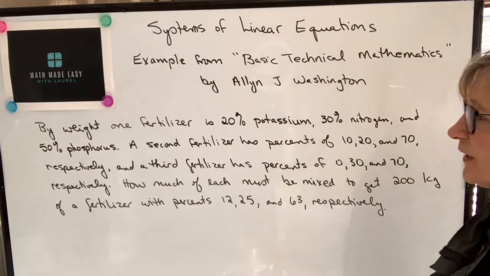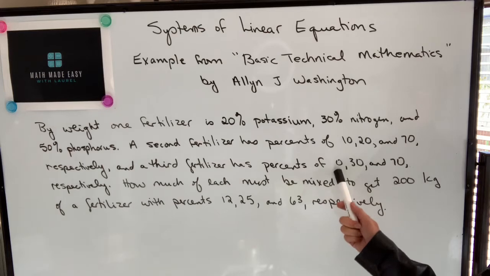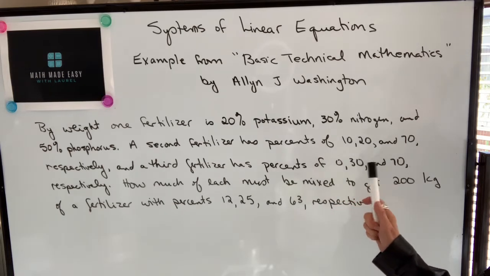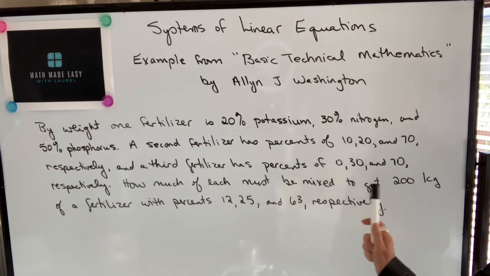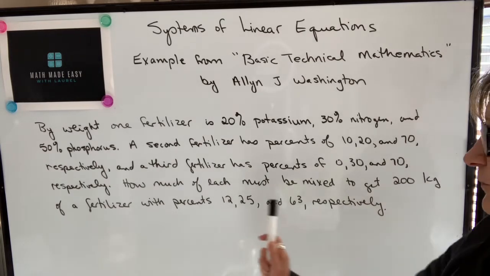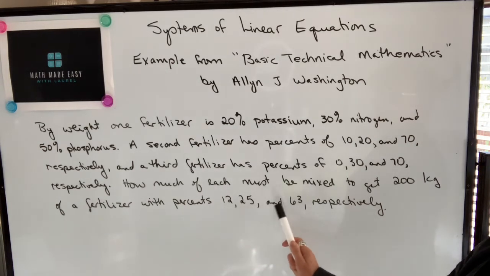It says, by weight, one fertilizer is 20% potassium, 30% nitrogen, and 50% phosphorus. A second fertilizer has percents of 10% potassium, 20% nitrogen, and 70% phosphorus. A third fertilizer has percents of 0% potassium, 30% nitrogen, and 70% phosphorus. How much of each must be mixed to get a total of 200 kilograms of a fertilizer with 12% potassium, 25% nitrogen, and 63% phosphorus?